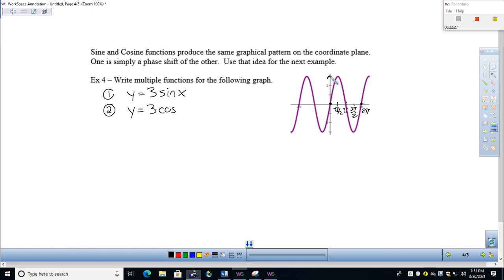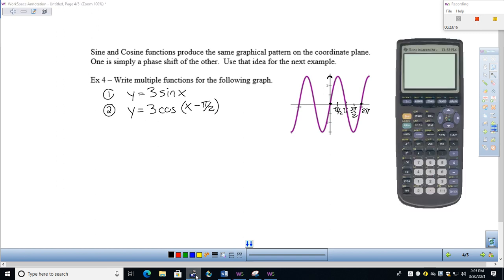Well, I can actually do it a couple different ways right off the bat here. Do you see that I can take this right here and move it pi over 2? So 1 tick mark, I'll move it pi over 2 to the right. And so as a result, if I just shift this pi over 2 to the right, I could now get normal cosine to fit this graph right here. Well, if I want to go pi over 2 to the right, that's a positive phase shift, so it's x minus pi over 2.